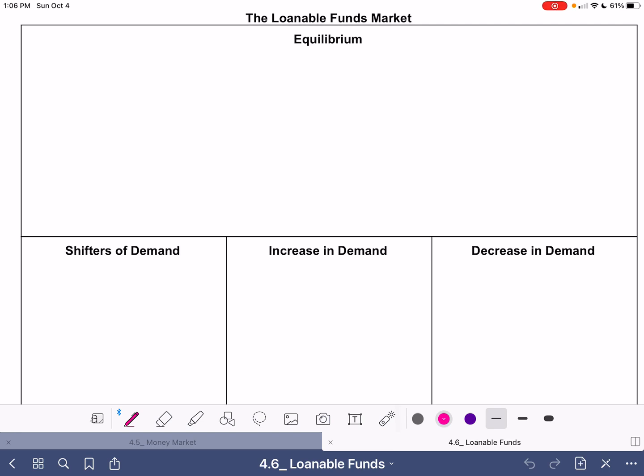This is flip video 4.6, the loanable funds market. This is our last financial market in unit 4. So we started with the bond market, last flip video was the money market, and now we're going to finish up with our loanable funds market.